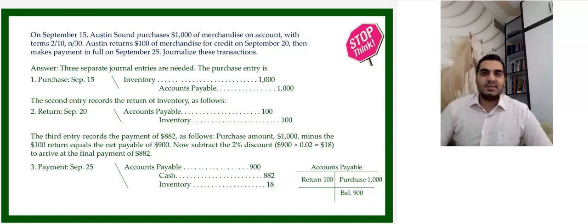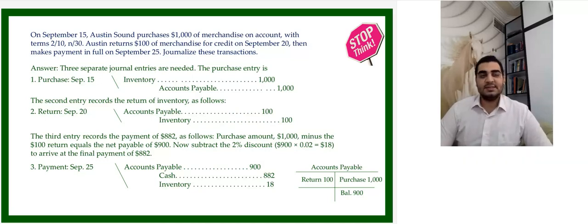On this page, this is a stop and think example. It says that on September 15th, Austin Sound purchased $1,000 of merchandise on account, with terms 2/10, n/30. Austin returns $100 of merchandise for credit on September 20th, then makes payment in full on September 25th. Journalize these transactions. The first entry was for the purchase on September 15th. So our inventory is debited for $1,000. And of course, our accounts payable is credited for the same amount because it was on account. I'm sure you all know that.